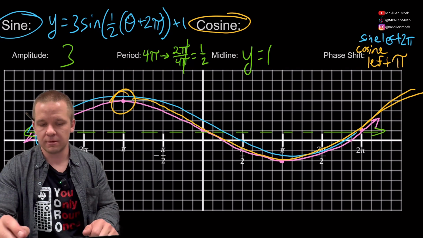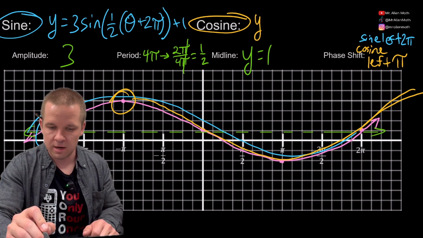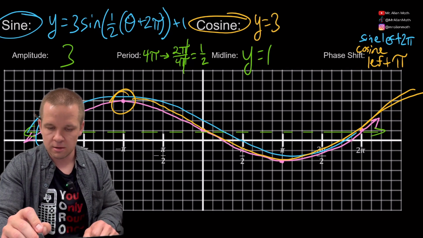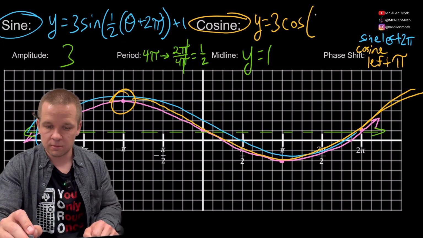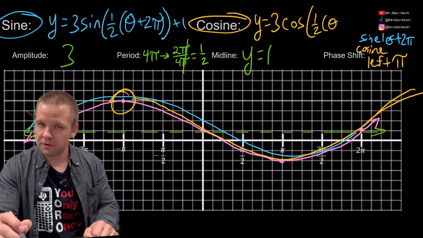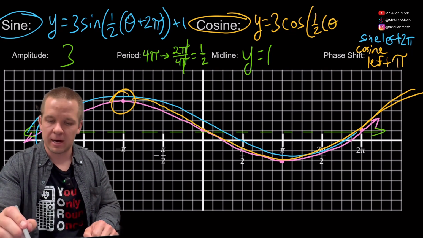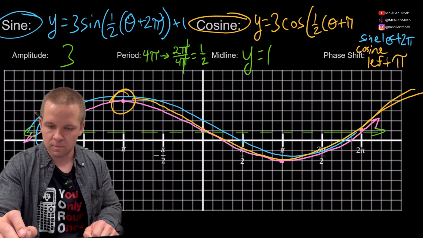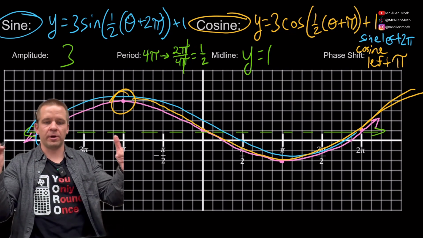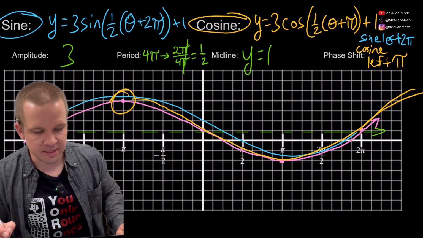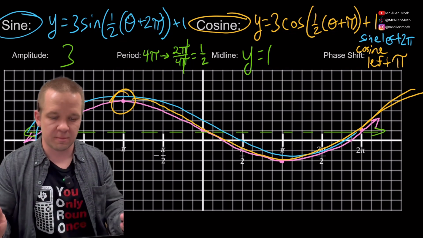How about cosine? A lot of the stuff's going to be the same, right? y equals 3 cosine. And then I have the 1/2 still. And then we have theta. What's our shift? Our shift is to the left pi, so plus pi. Close, close, plus 1. There we go. That's it. We got our 2 equations. Again, you could have started them in different spots.